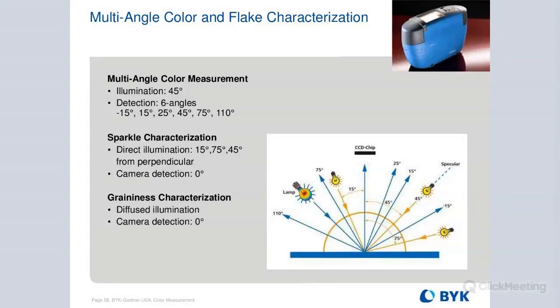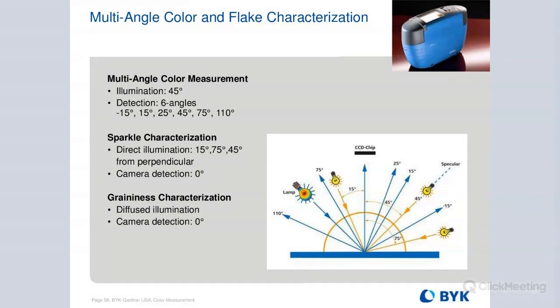Oh, just got another one in here. Thank you, Kumar, just in the nick of time. Do we have to always use all six angles to read colors, or can we skip some angles depending on the product and part orientation?